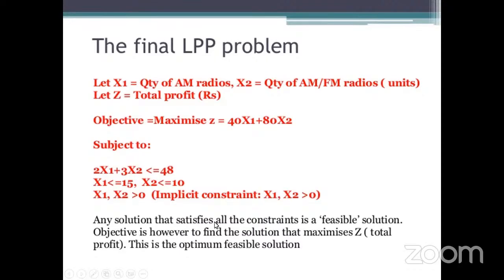So any solution that satisfies all the constraints is a feasible solution. But the objective is, however, to find out the solution that maximizes the Z. That is the total profit. So when it is the maximum Z value you are getting, that is considered as an optimum feasible solution. Optimum in the sense best solution. Is that clear? What I want to tell you about.